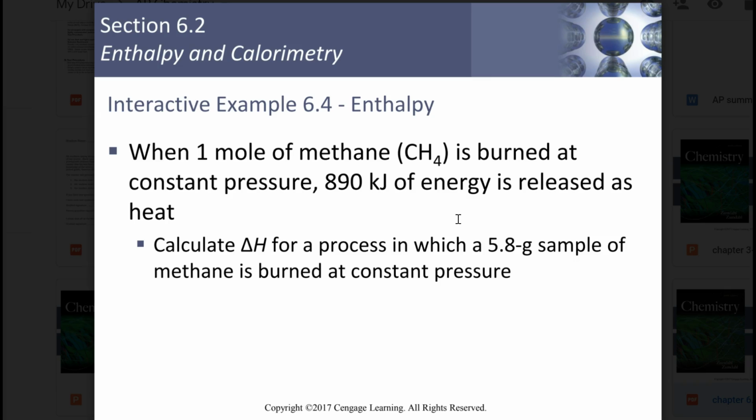Wait, 890 kilojoules is the molar enthalpy. So, no, it should be 20. Molar enthalpy means the amount of energy released, absorbed, whatever it may be, per mole. In this case, the molar enthalpy of methane is 890 kilojoules, and methane is 16 grams per mole because carbon is 12, hydrogen is 1, and so on. So there you have it. You get 322.